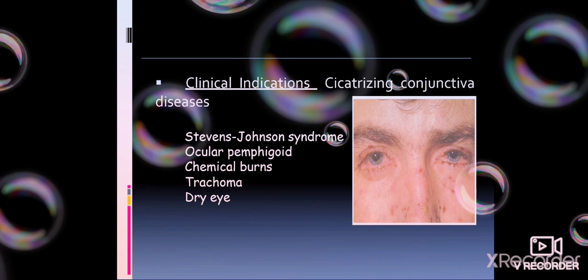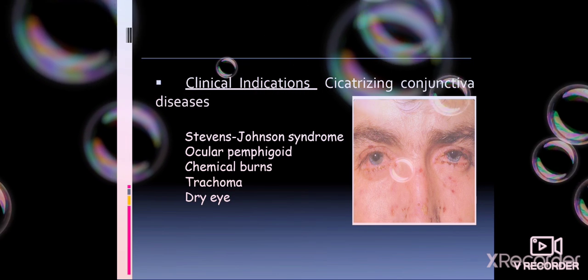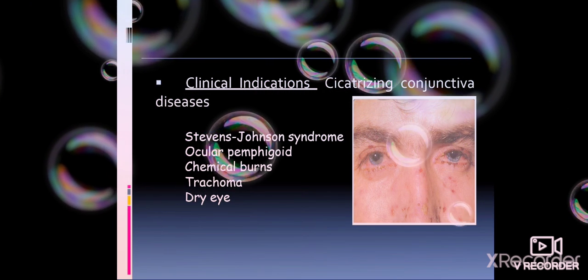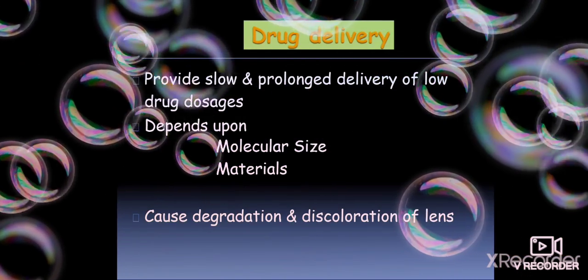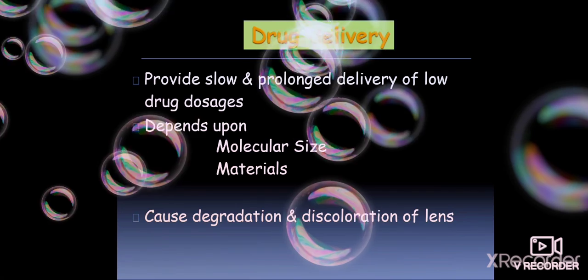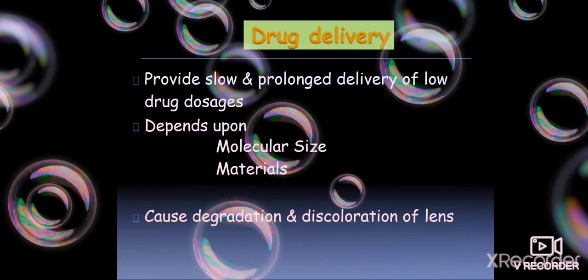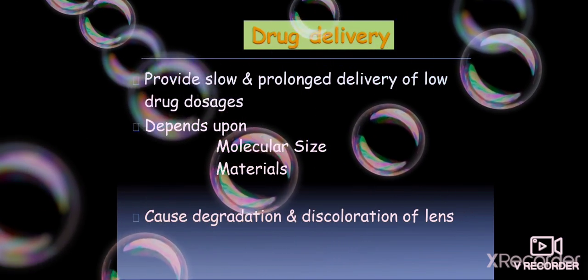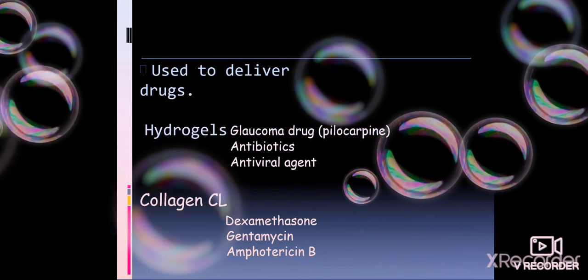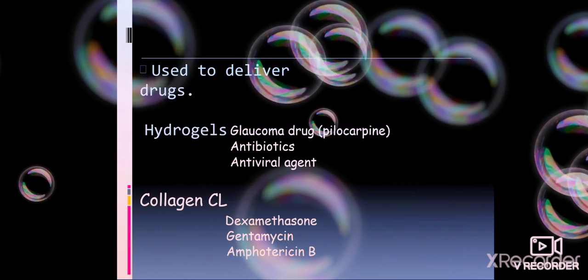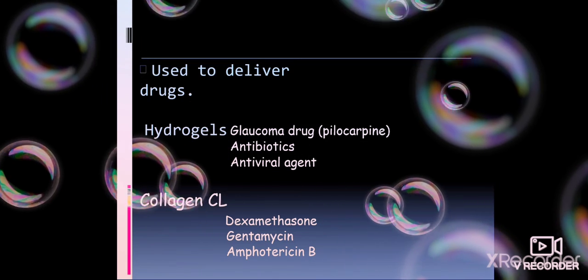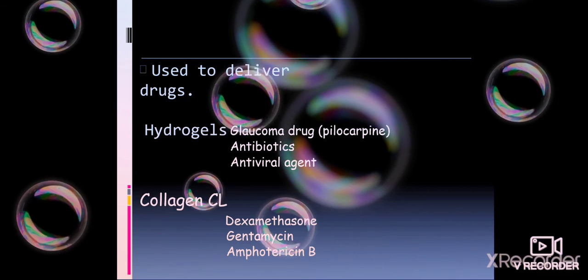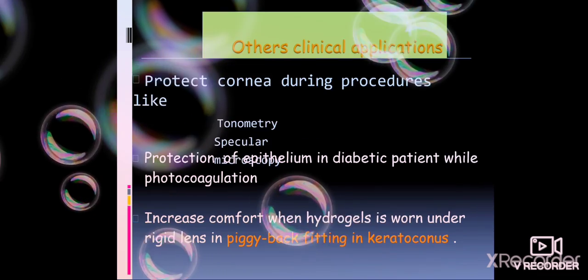This is a case of Stevens-Johnson syndrome, in which ocular pemphigoid, chemical burns, trachoma, dry eye and secondary infections will be found. Lenses provide slow and prolonged delivery of low dosages, depending upon the molecular size and materials, and can cause degradation and discoloration of the lens. They are used to deliver drugs such as hydrogels, in this we use pilocarpine, antibiotics, antiviral agents, collagen such as dexamethasone, gentamicin and amphotericin B.